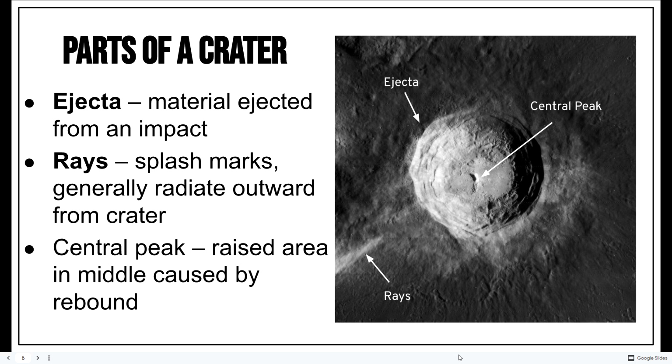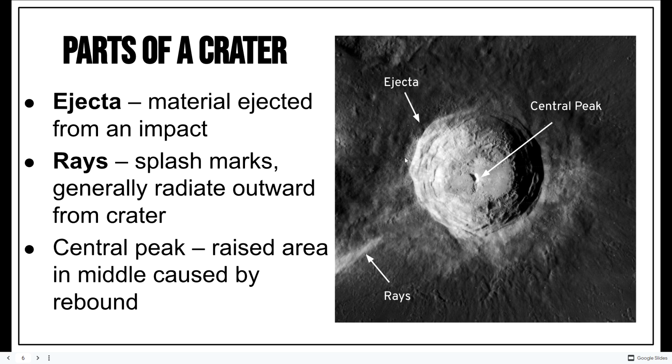Ejecta is all of the material that's ejected from the crater. So all of this, basically the splash zone out here. Think about when you do a cannonball into a pool, all of that water that's displaced and splashes up. That's similar to the ejecta. And then the rays are the splash marks that radiate outward.